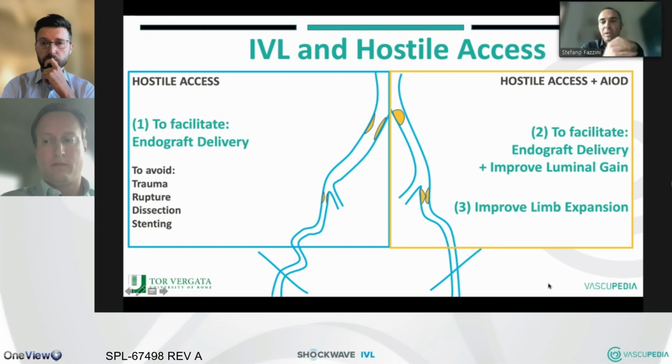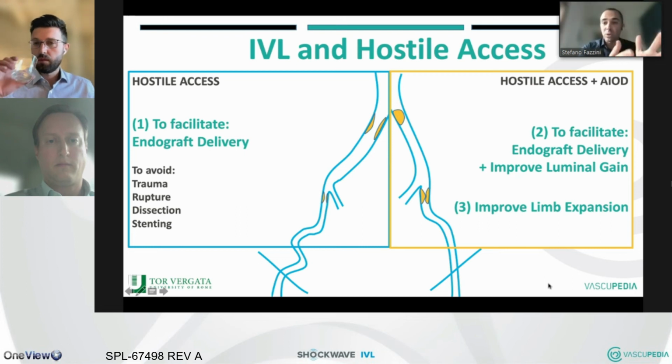And also for the second part of our session, we observe an AAA associated with arterial occlusive disease. So in this case, we should improve the luminal gain. We could also use a stent. And the last indication we were talking about, we could improve the limb expansion as you used in the first case, and it is really very, very important to guarantee a better outcome.